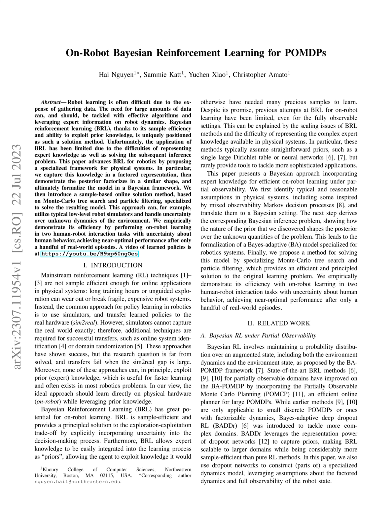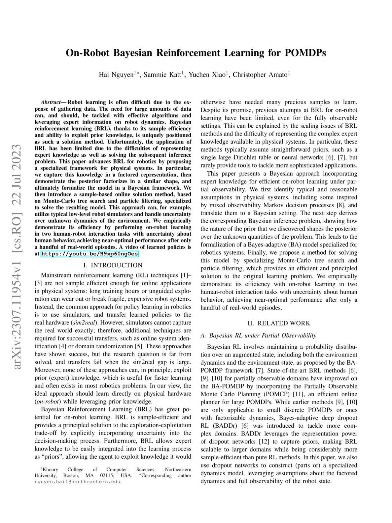In our view, the ideal approach should learn directly on physical hardware, on robot, while leveraging prior knowledge. Bayesian reinforcement learning, BRL, has great potential for on-robot learning. BRL is sample efficient and provides a principled solution to the exploration-exploitation trade-off by explicitly incorporating uncertainty into the decision-making process. Furthermore, BRL allows expert knowledge to be easily integrated into the learning process as priors, allowing the agent to exploit knowledge it would otherwise have needed many precious samples to learn.